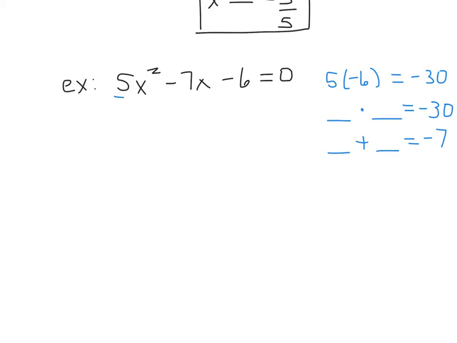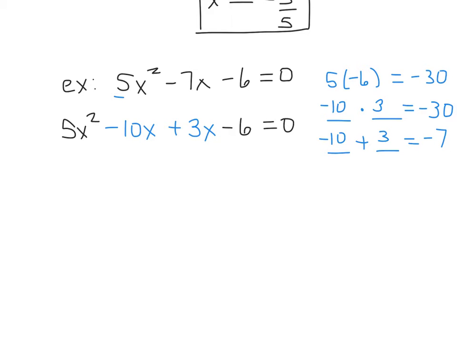So if we run through those possibilities, we have 5 and 6, which isn't going to work. 2 and 15, that won't work. Our other option is negative 10 and 3. Those multiply to negative 30 and they add to negative 7. So we replace the negative 7x in our original quadratic with negative 10x plus 3x, because if we combine those, we get back to negative 7x.